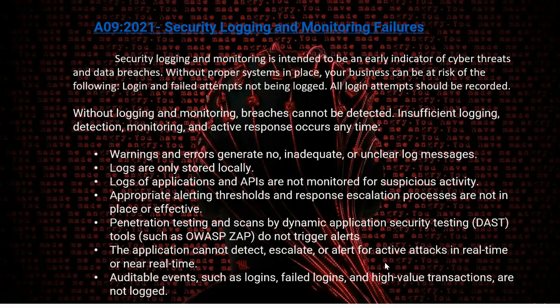APIs are not monitored for suspicious activity. Penetration testing and scans by dynamic application security testing tools do not trigger alerts. Appropriate alerting thresholds and response escalation processes are not in place or effective. The application cannot detect, escalate, or alert for active attacks in real time or near real time. Auditable events such as logins, failed attempts, and high value transactions are not logged.